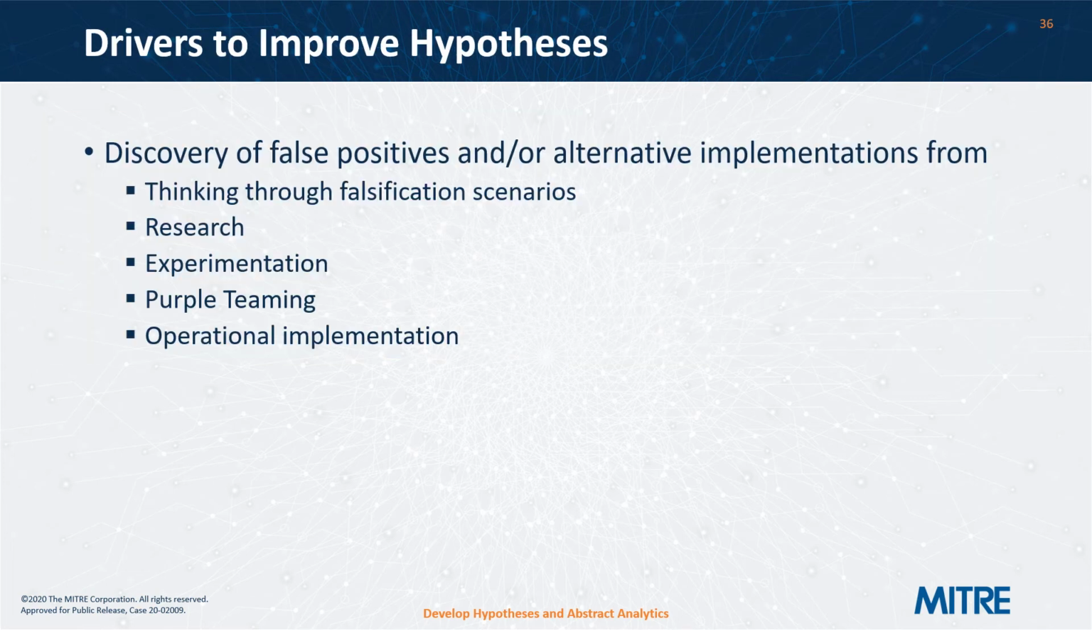As we develop our hypotheses, we'll want to refine them iteratively to reduce false positives and create more robust analytics. In the course of thought experiments about false positives, experimentation with and research into the technique, as we've seen in the previous slides, and through purple teaming and operational implementation, we are going to find false positives and maybe some false negatives that will require refinement of our hypotheses.